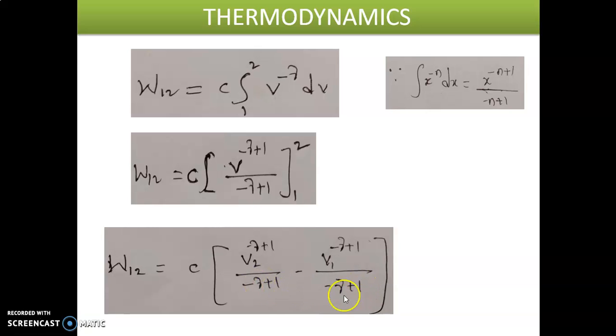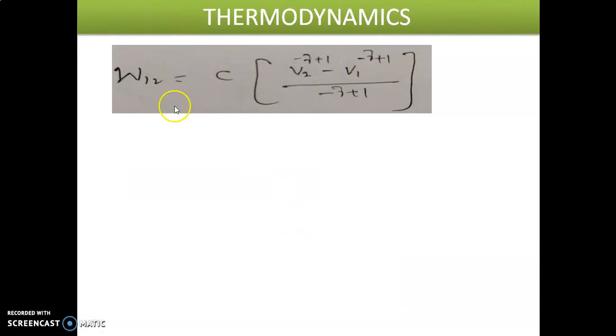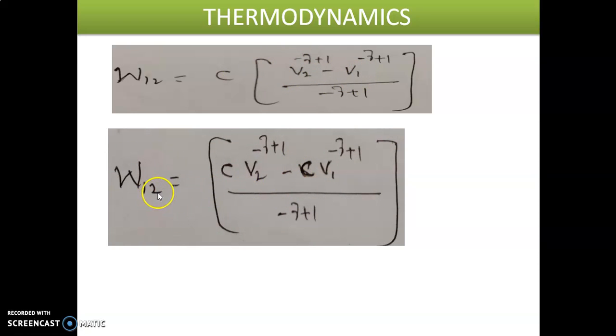Here the denominator is the same, so we can write W1 to 2 process is equal to C into V2 to the power of minus gamma plus 1 minus V1 to the power of minus gamma plus 1, divided by minus gamma plus 1. Multiplying this C value with V2 and with V1, we get W1 to 2 process is equal to C V2 to the power of minus gamma plus 1 minus C into V1 to the power of minus gamma plus 1, by minus gamma plus 1.